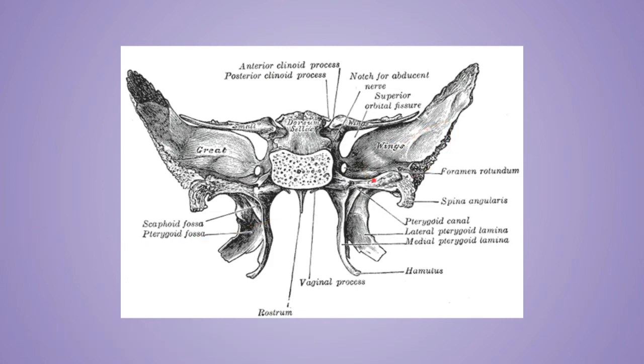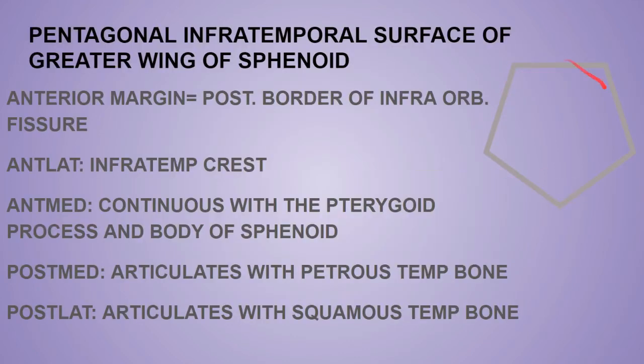Okay, now over here we'll specially talk about the infratemporal surface of the greater wing of the sphenoidal bone, and that infratemporal surface is actually pentagonal in structure. But over here, as you can see, it is very difficult to identify it as a pentagonal structure. So we'll consider this pentagonal structure over here, so it will be easier for you to consider the margins and the structures related to it.